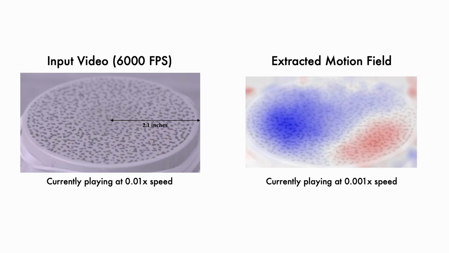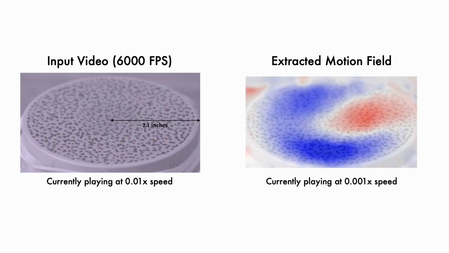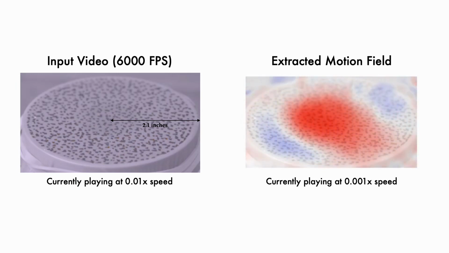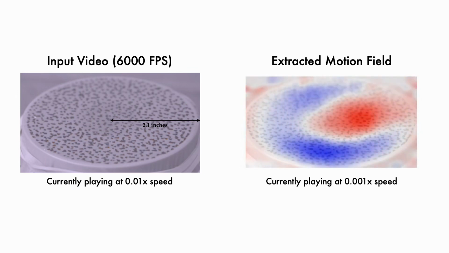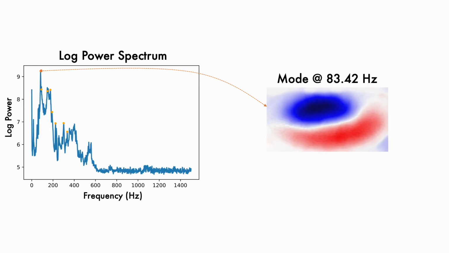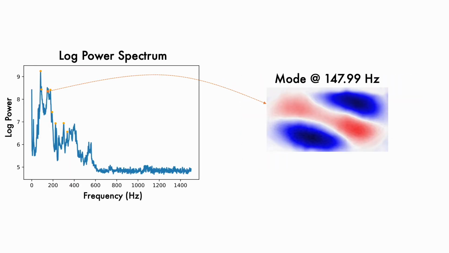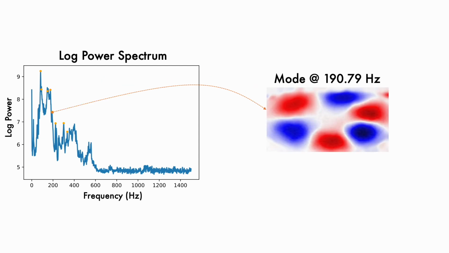In one of our experiments, we study a dataset of real videos of drumheads. Here's one example. Note that the human eye cannot tell the exact spatial distribution of material properties based on this video alone. Following our method, we start by extracting the motion fields across time. From the log power spectrum of motion amplitude, we identify image space modes present in the video.